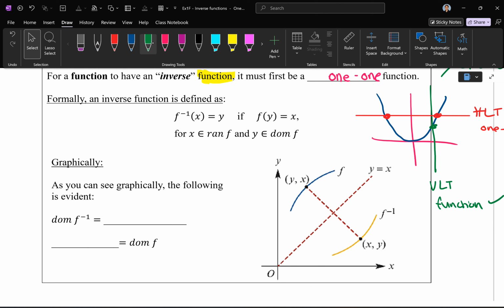So when you sub y, it equals x, and when you sub x, it equals y. There's that inverse relationship. That's what it's trying to describe. Okay, so that's a formal definition. This is our informal definition, where we're talking about a horizontal line test, and it's one-to-one.